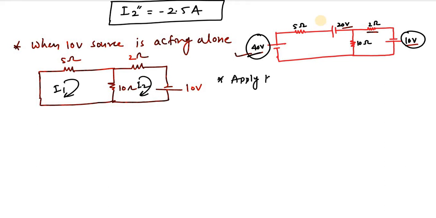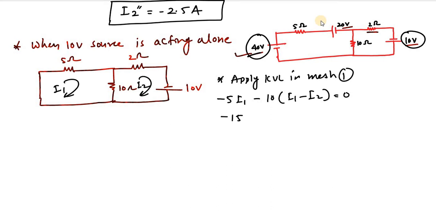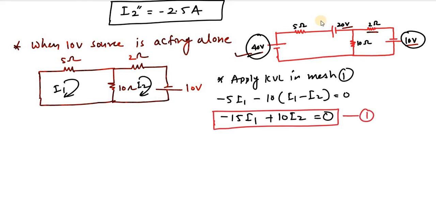So apply KVL in mesh 1 in this circuit diagram. It is minus 5 I1 minus 10 (I1 minus I2) equal to 0. Now the simplification of this equation is minus 15 I1 plus 10 I2 equal to 0. This is the first equation in this circuit diagram.